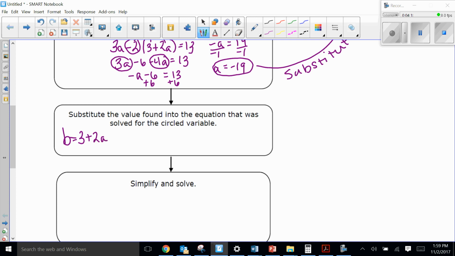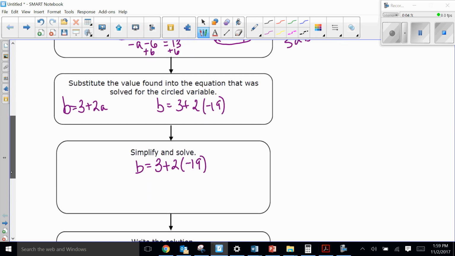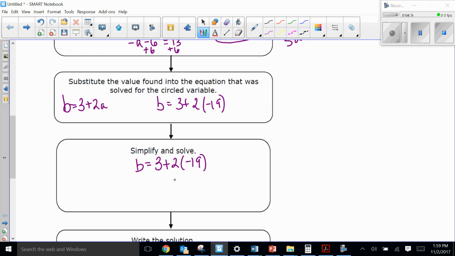And now I'm going to substitute in for a so that I can find what b equals. So b equals 3 plus 2 times negative 19. I'm going to simplify that equation from above and solve. So 2 times negative 19 is negative 38. Don't mess up your order of operations. We have to multiply before we add. 3 minus 38 is negative 35. So b equals negative 35.